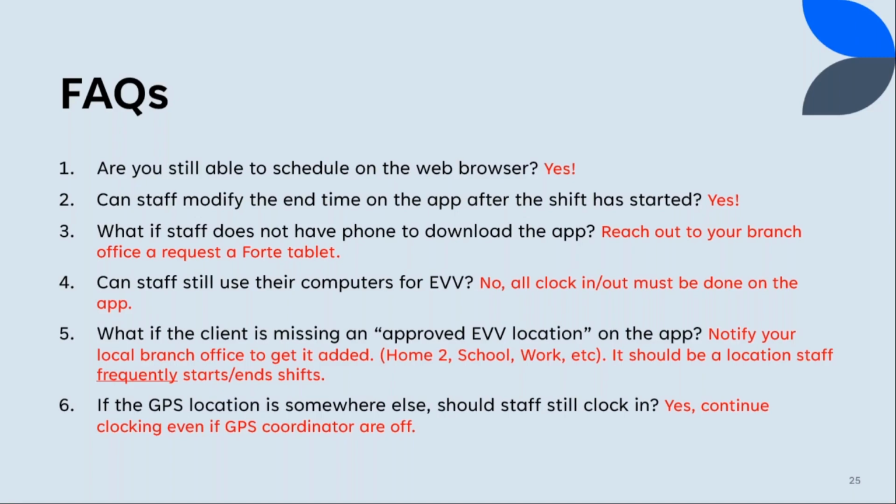Number 3, what if the staff does not have a phone to download the app? Please reach out to your branch office and request a Forte tablet. We have ones that connect to Wi-Fi, as well as if you're out and about in the community, ones that work just like a cell phone.